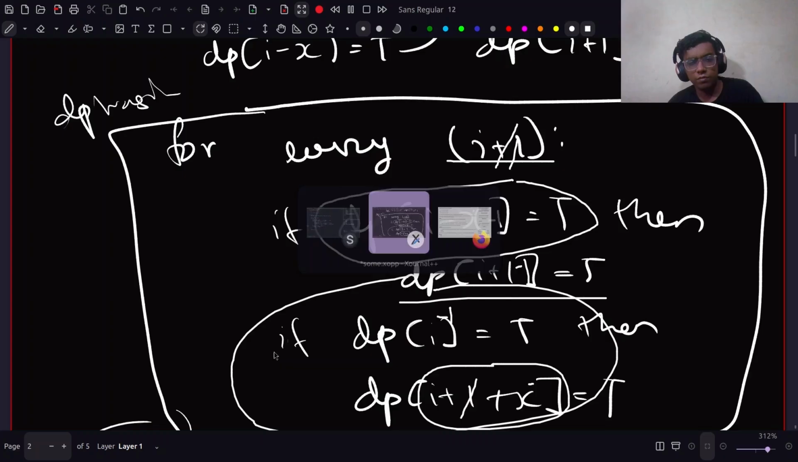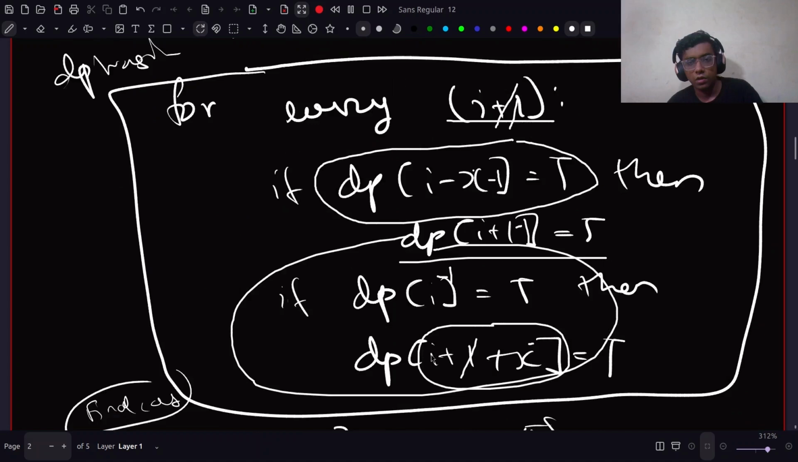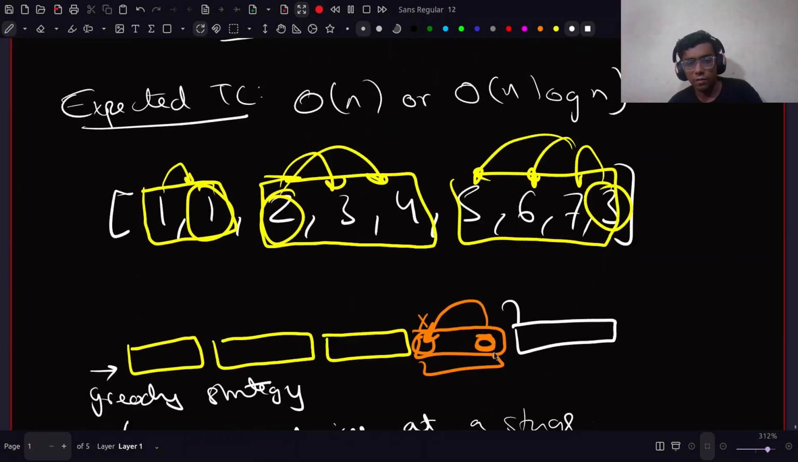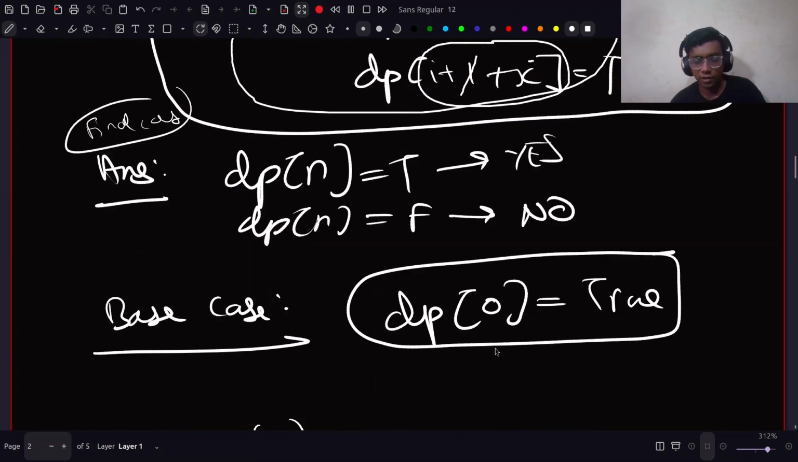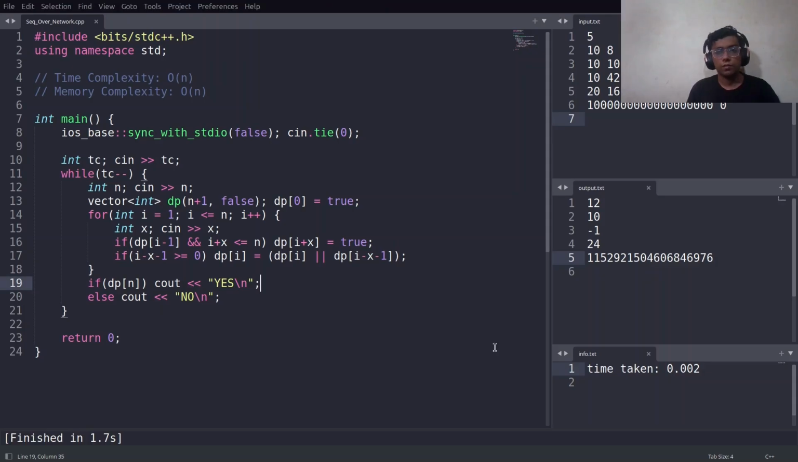So that's all for this problem. Pretty straightforward dp problem. If you had some trouble coming up with this logic, then you should definitely practice some more dp problems, especially of these true false types. Yeah, so that's about it. The time complexity is big O of n, so pretty clean.